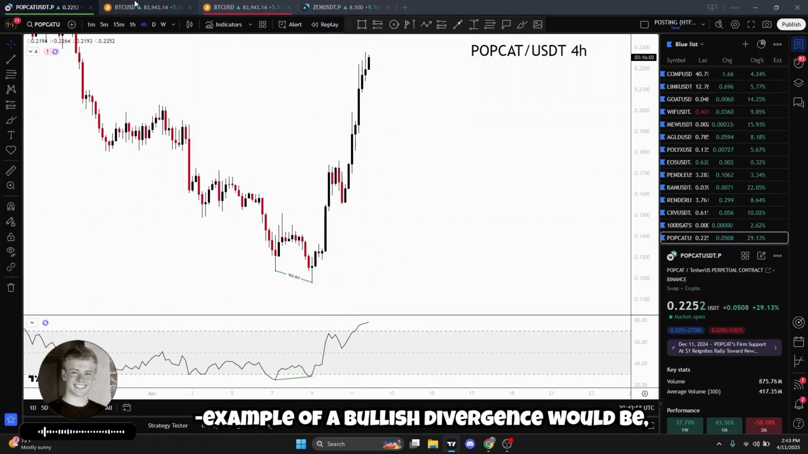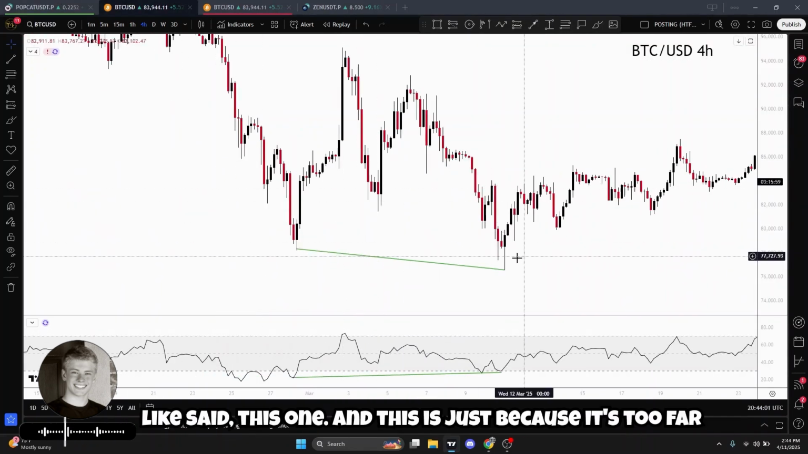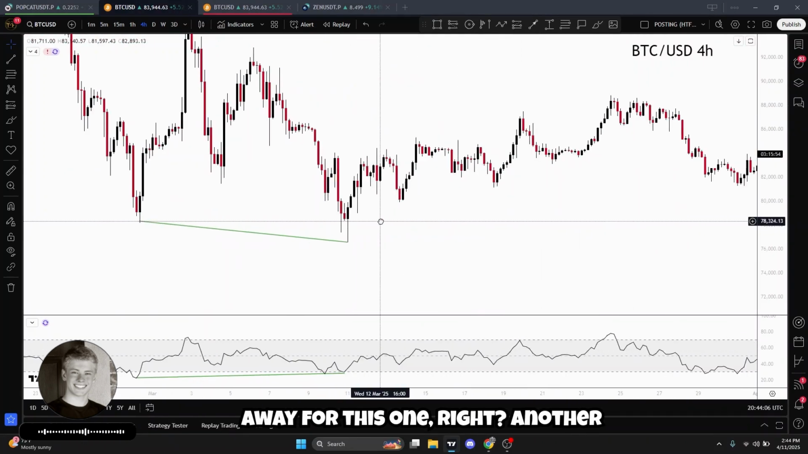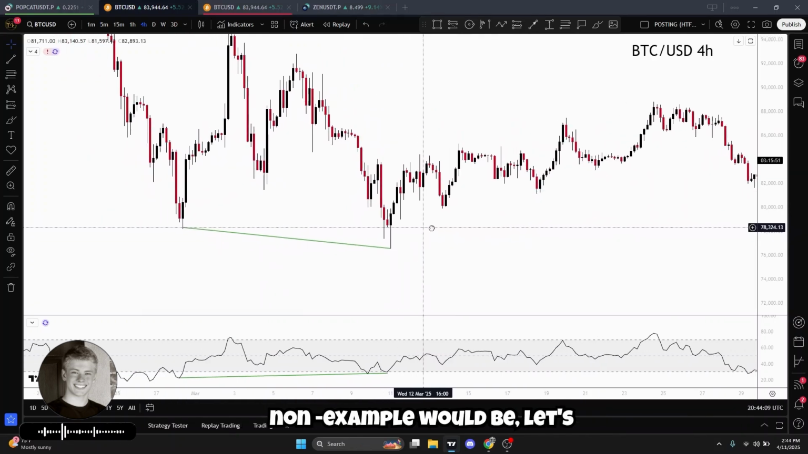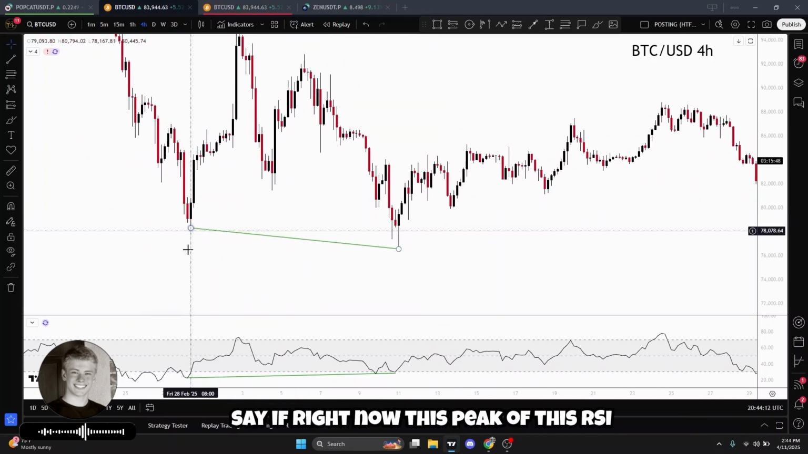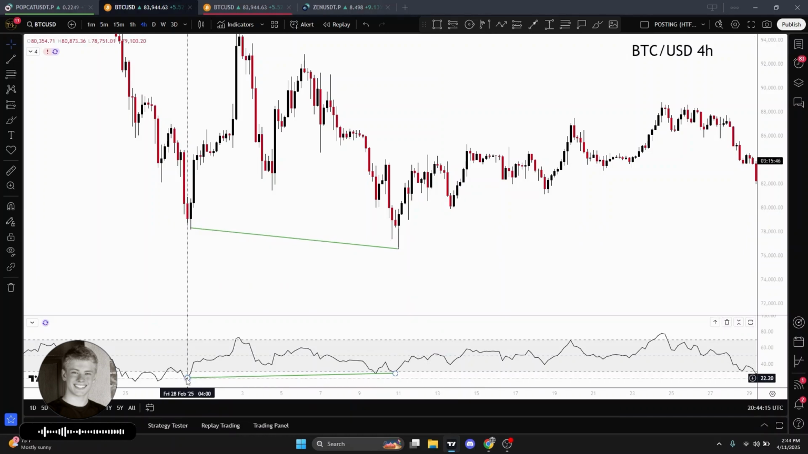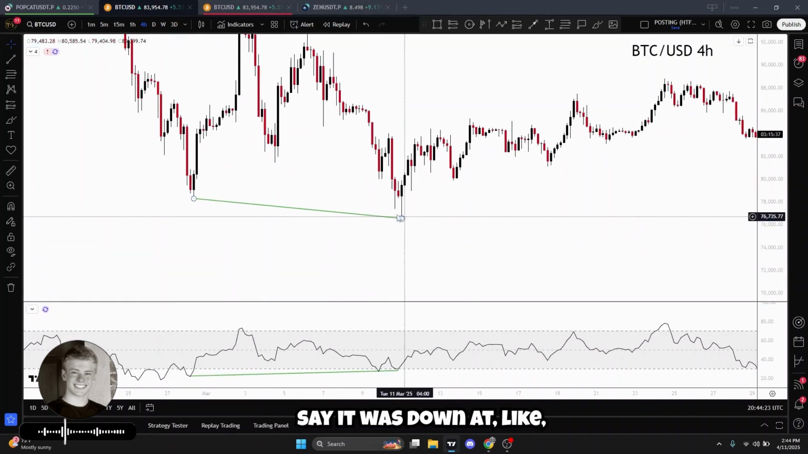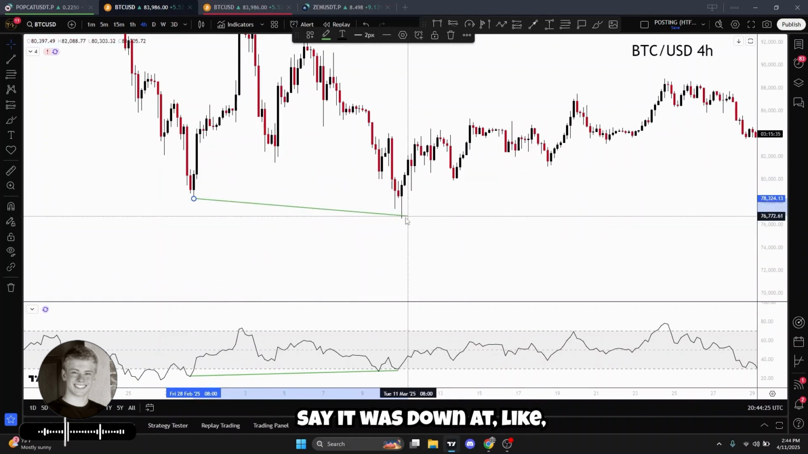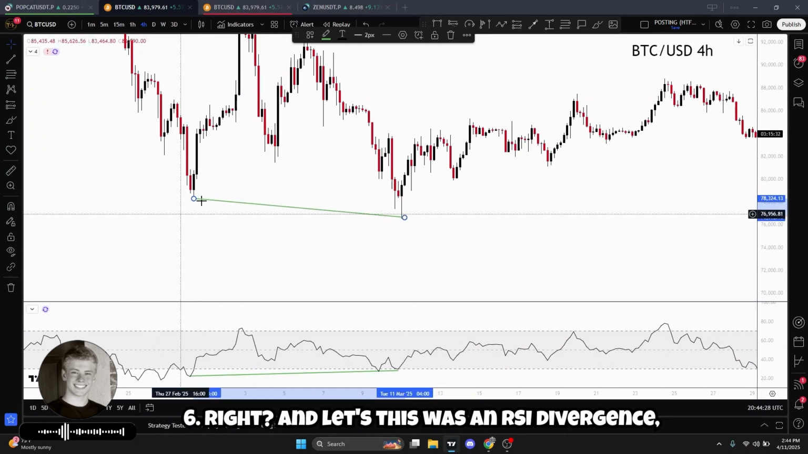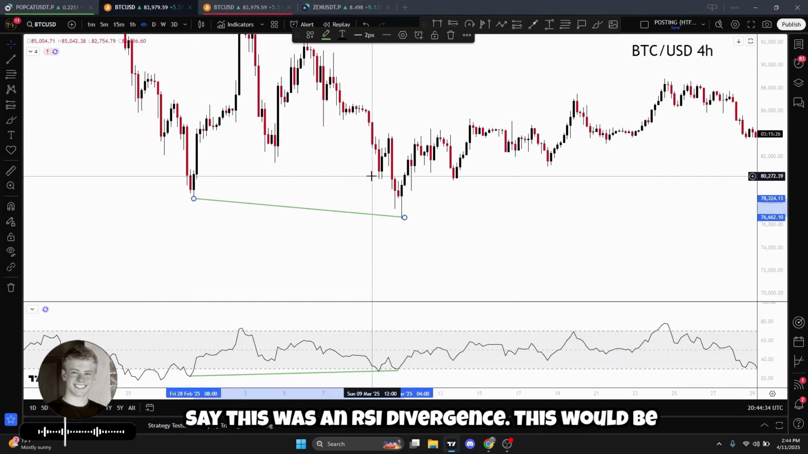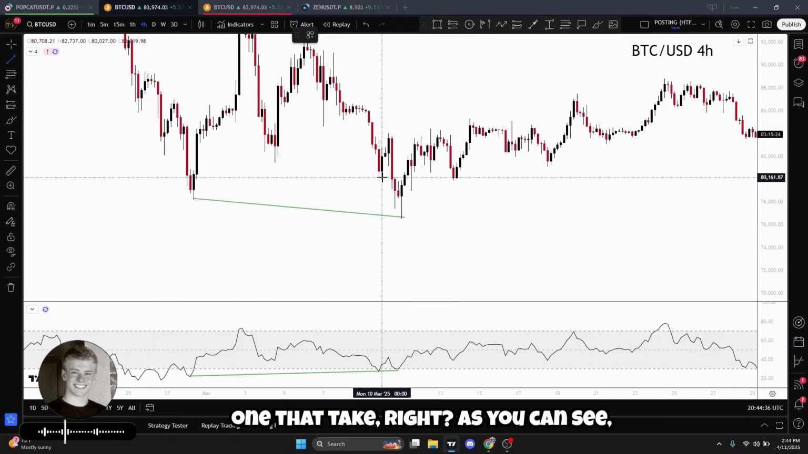A non-example of a bullish divergence would be, like I said, this one, just because it's too far away. Another non-example would be, let's say right now this peak of this RSI was down rather than at 21, let's say it was down at like 6, right? And let's say this was an RSI divergence. Or right here, let's say this was an RSI divergence. This would be the one that I would take, right?